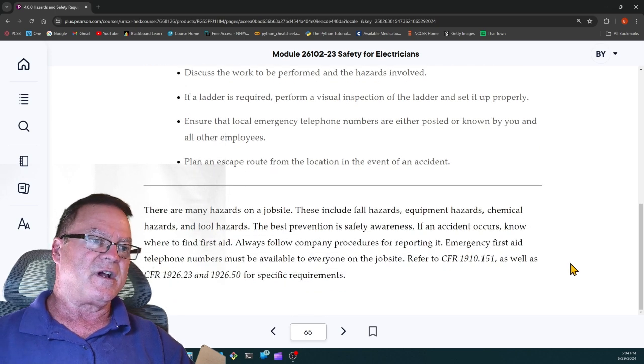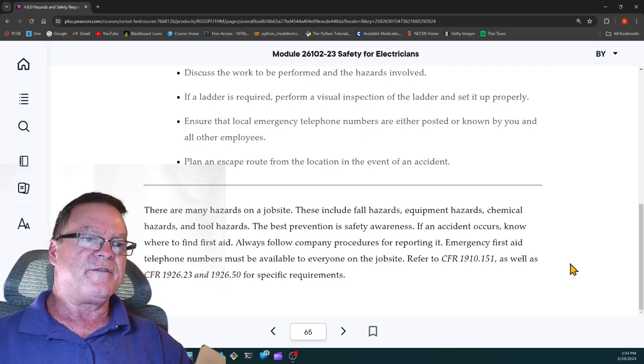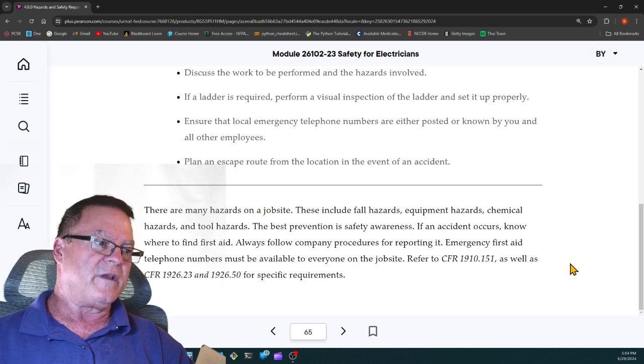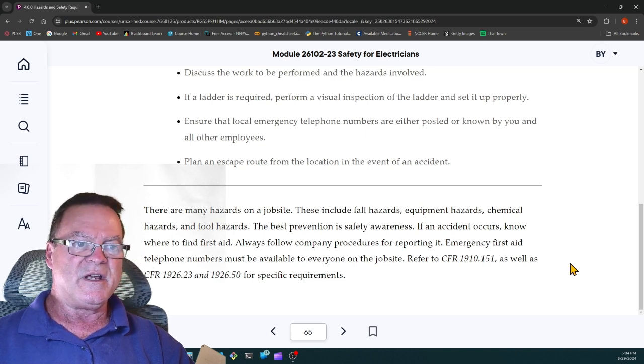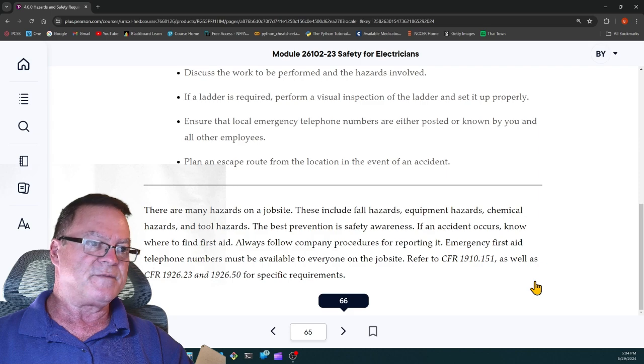There are many hazards on a job site. These include fall hazards, equipment hazards, chemical hazards, and tool hazards. Best prevention is safety awareness. If an accident occurs, know where the first aid kit is. Always follow company procedures for reporting it. Emergency first aid telephone numbers must be available to everyone on the site. Refer to CFR 1910.151 as well as CFR 1926.23 and 1926.50 for specific requirements.